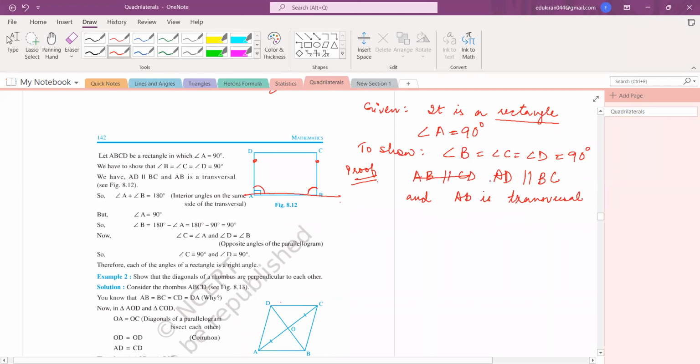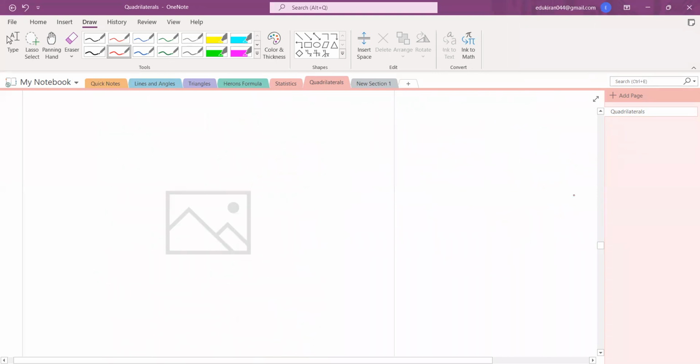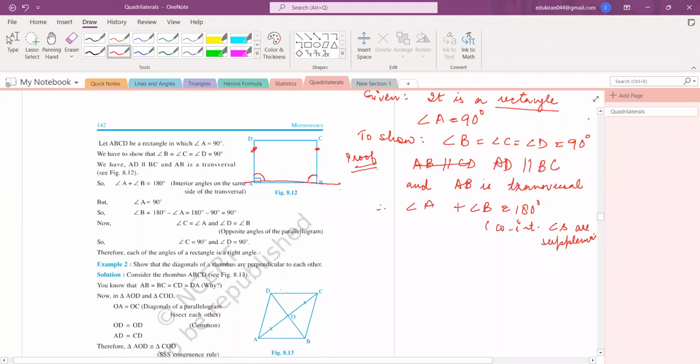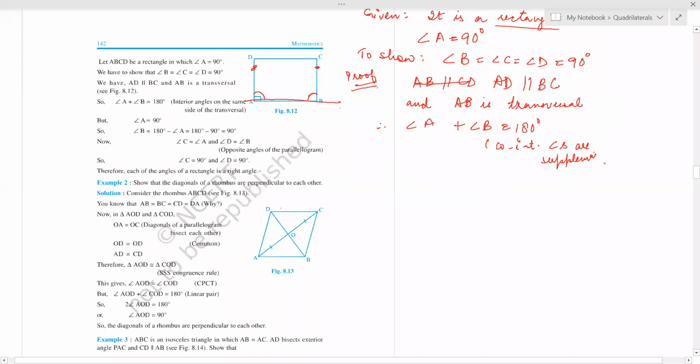Okay, now see, we are doing the proof that AD is parallel to BC. That means this side is parallel to this, and AB is a transversal. Therefore angle A plus angle B is equal to 180 degrees. Which property is this? The co-interior angles are supplementary. Write it completely. This we have already done in the previous chapter. They are supplementary.